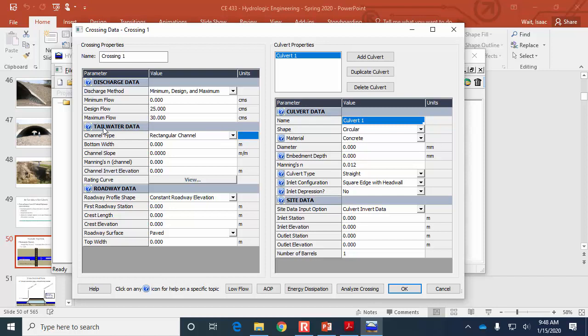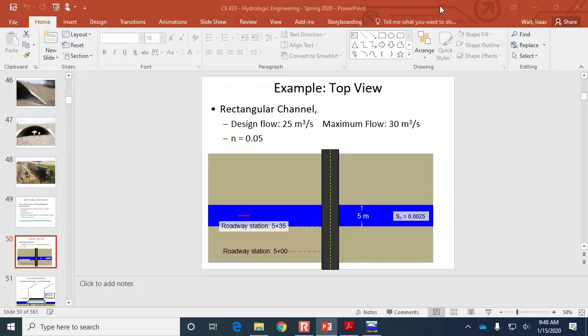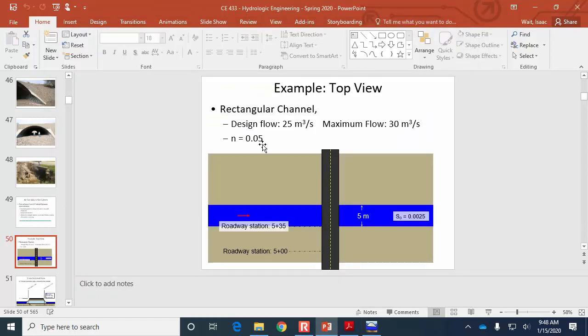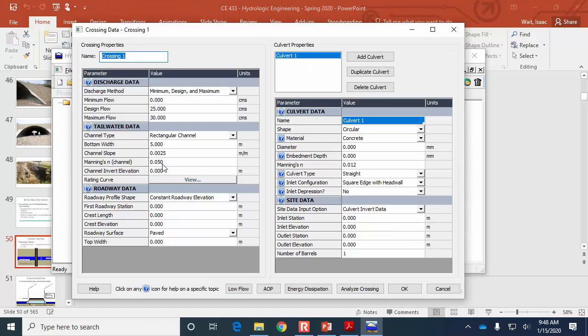Tailwater is the channel downstream. And the channel downstream is rectangular with a bottom width of 5 meters. And the channel slope that was defined here is 0.0025. The Manning's N is the roughness of the channel, so like the rocks or the dirt or whatever it is at the bottom of the channel. 0.05 is the Manning's N value.